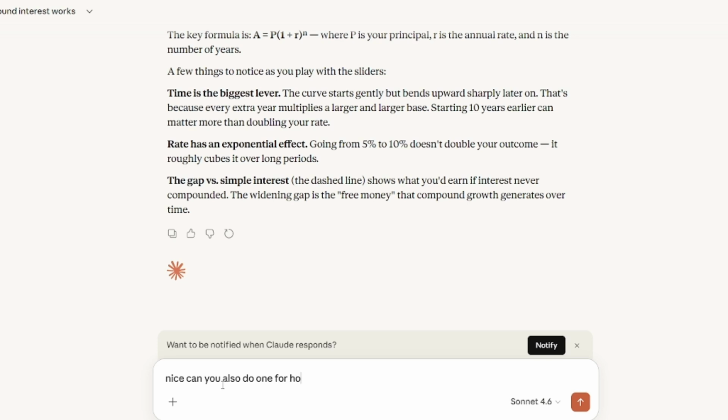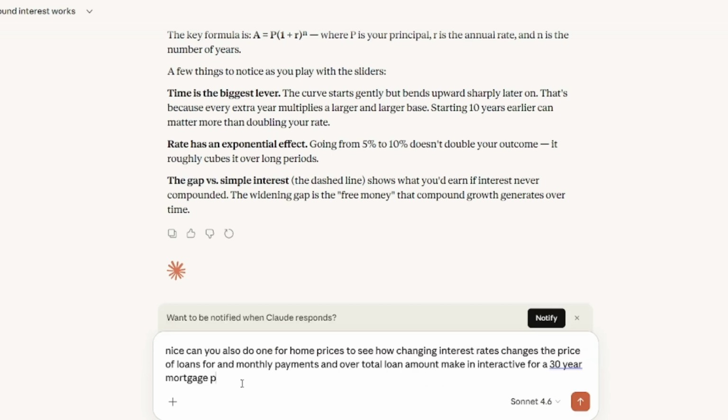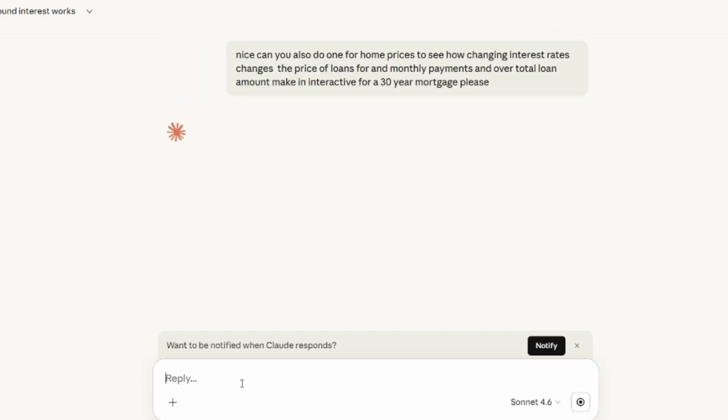But you know what else could really help people? What about understanding how interest rates affect mortgage prices? Think about if you're shopping for a home and you're trying to figure out how much down payment you should put onto a home and how the interest rate affects it depending on how large the actual amount is. Well, that's actually what I just did here, where I asked Claude, can you also do one for home prices to see how changing interest rates changes the price of loans for monthly payments and over total loan amount? Make it interactive for a 30-year mortgage, please.